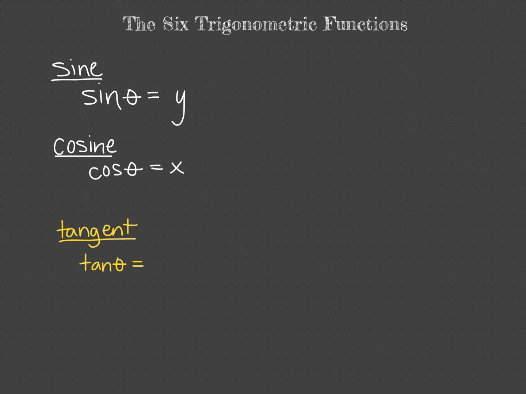Our next trig function, we've already talked about a little bit, is tangent, abbreviated tan. The tangent of theta is found by taking the y-coordinate and dividing it by the x-coordinate. Another way that we can write this, since the y-coordinate is the sine and the x-coordinate is the cosine, we can also find tangent as sine divided by cosine. So as you can see, the tangent is made up of sine and cosine.